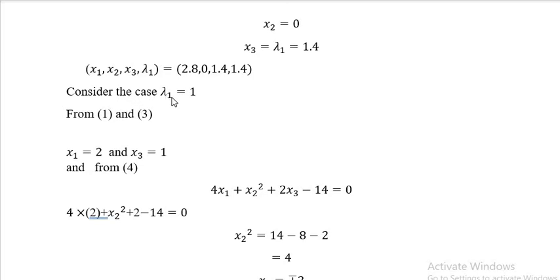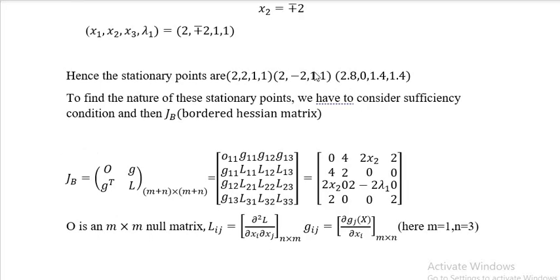Consider the case lambda 1 equal to 1. From equations 1 and 3, we will get x1 equal to 2 and x3 equal to 1. And from 4, we will get x2 square equal to 4. So x2 equal to plus or minus 2. So the stationary points are (2, 2, 1, 1), (2, minus 2, 1, 1) and (2.8, 0, 1.4, 1.4).